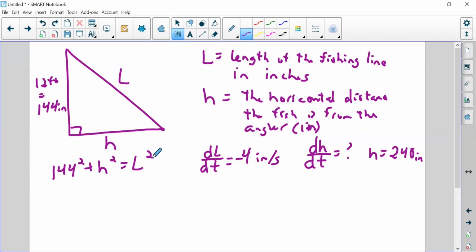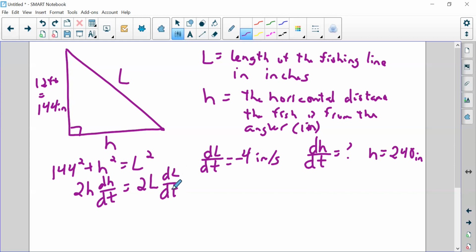So let's differentiate that. What's the derivative of 144 squared? 0. That's 0. That's the reason I didn't bother figuring out what 144 squared was. And derivative of H squared? 2H dH over dt. Equals? 2L, dL over dt.